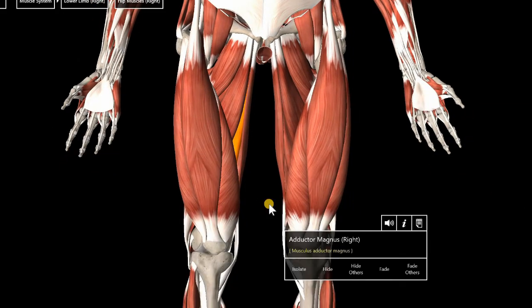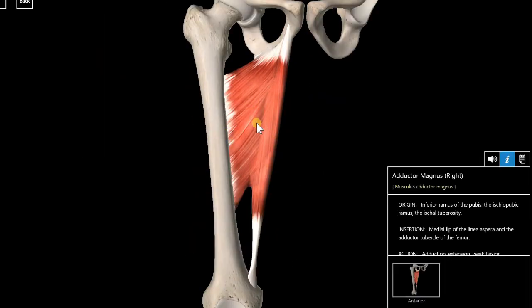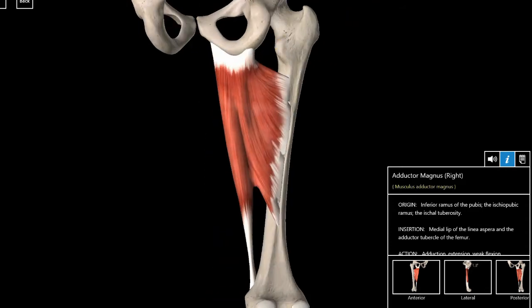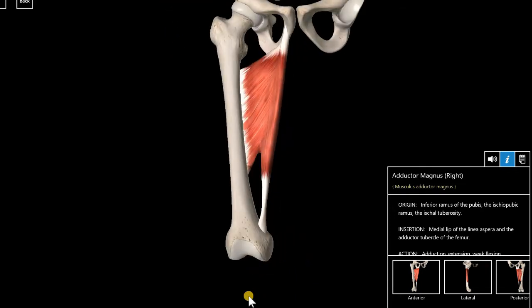The third of the PAG, or the AAA muscles, is the adductor magnus. Big muscle, so therefore the word magnus. Its origin is on the pubis and the ischial tuberosity. Posterior view here, you can see the ischial tuberosity. And then the insertion is on the posterior aspect of the femur, on the linea aspera, and the adductor tubercle on the femur, right here. Action is adduction and extension at the hip.